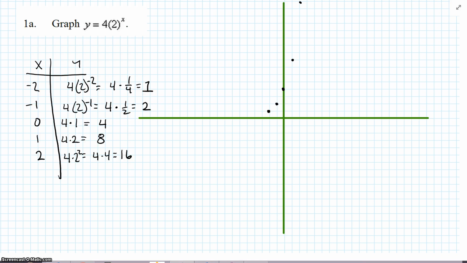So there we have our exponential growth. We know it's going to be close to 0, and it's going to work its way up. There you go, exponential growth. It's going up and to the right. Okay, easy enough to plot.